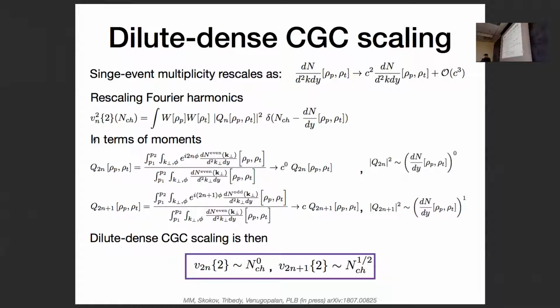And so a simple observation is that the even harmonic should, in this dilute-dense CGC framework, scale independently of the multiplicity, whereas an odd harmonic scales like the multiplicity to the 1/2 power.